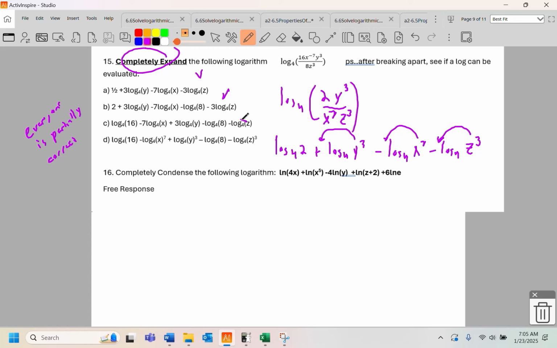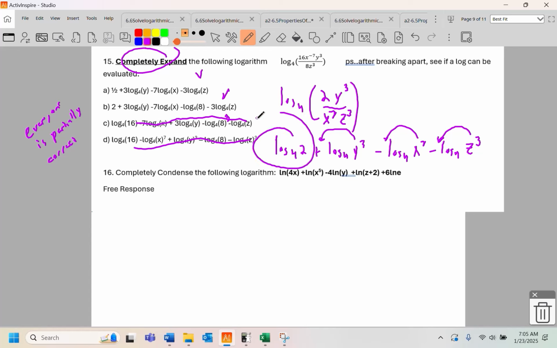I guess this one is not. This one's completely incorrect. It needs to have that 3. This one, somebody forgot to put the decimals on. So it's really a choice between A and B, and I'm going to put that back on C. I've got to have a -7 log base 4 of x. They all have it.